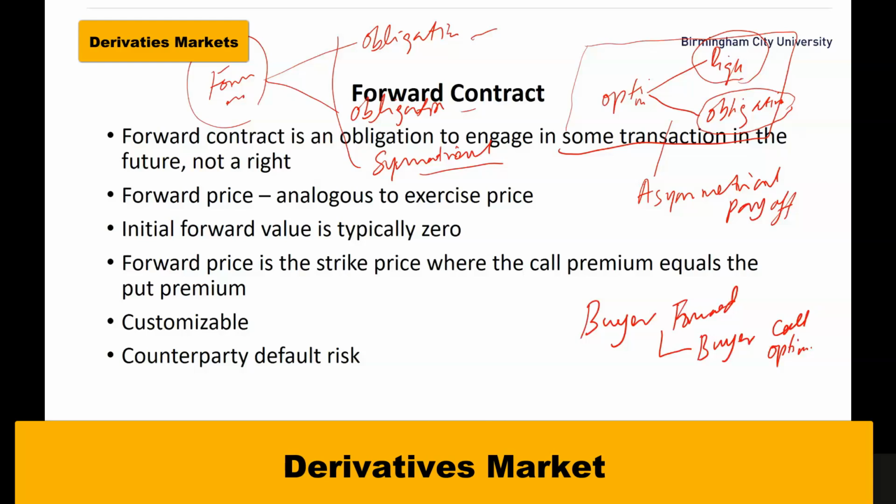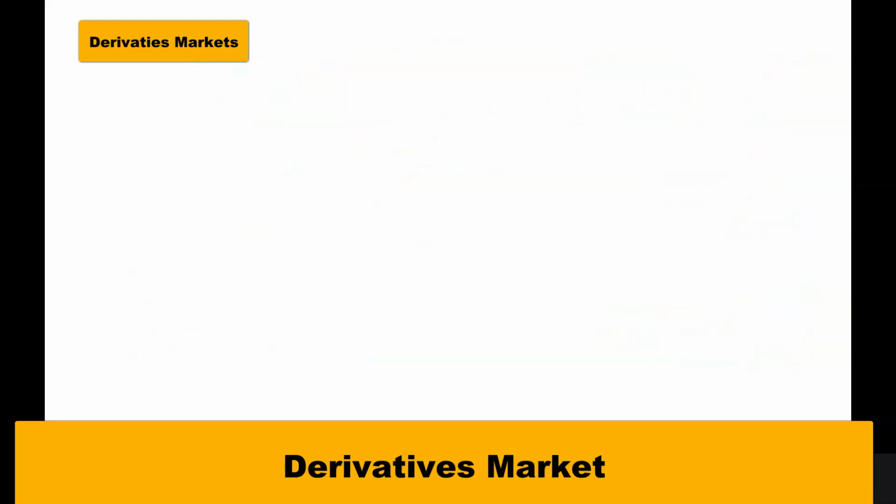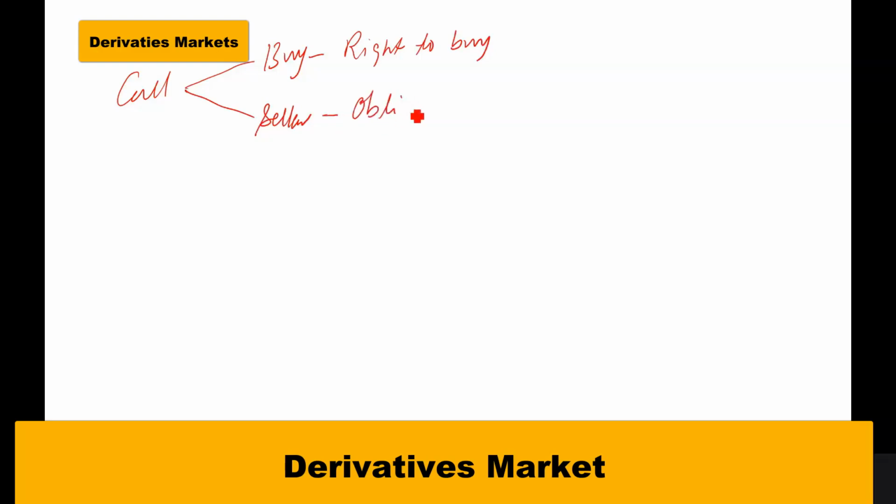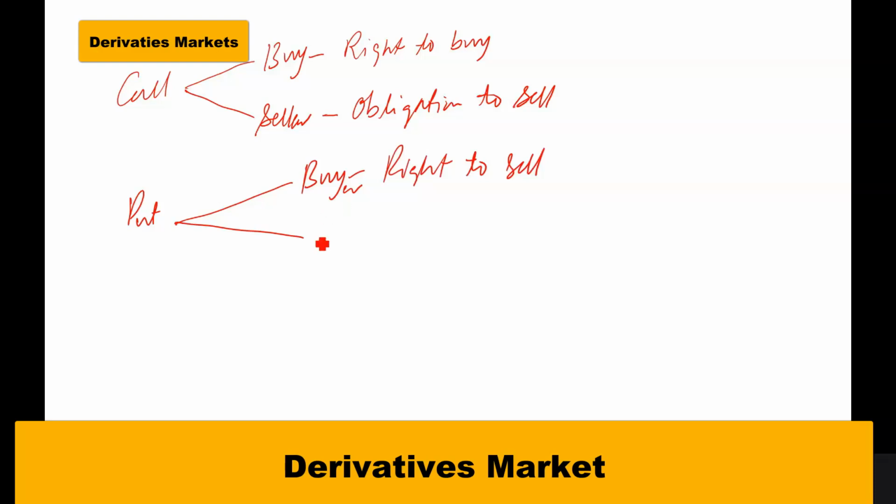If you want to actually replicate the position, now here you have the right, isn't it? In a call option, you have the right, but here you will have the obligation to buy. If I just write it like this, look, in a call option, the buyer has the right to buy and the seller of the call has the obligation to sell. And then in a put option, you have the buyer who has the right to sell. And then in the put option, the seller has the obligation to buy.